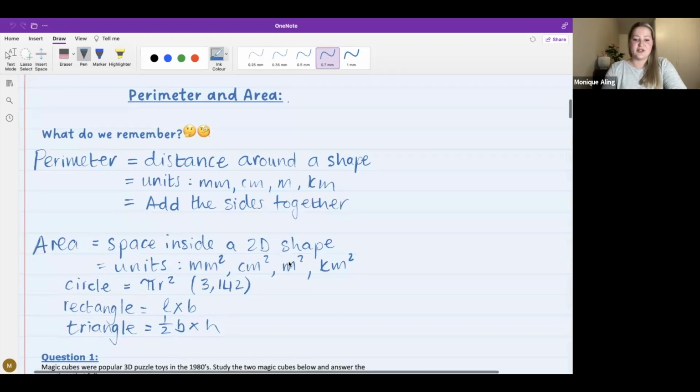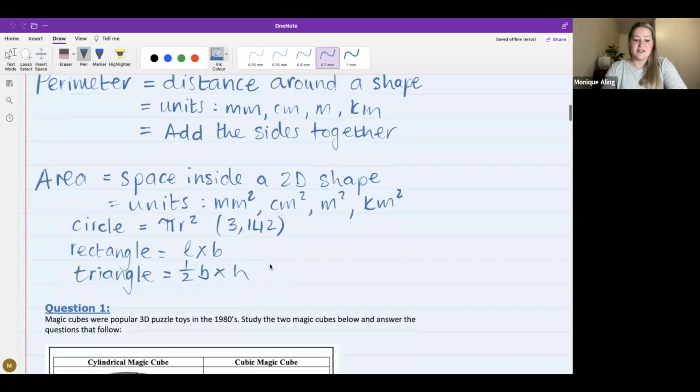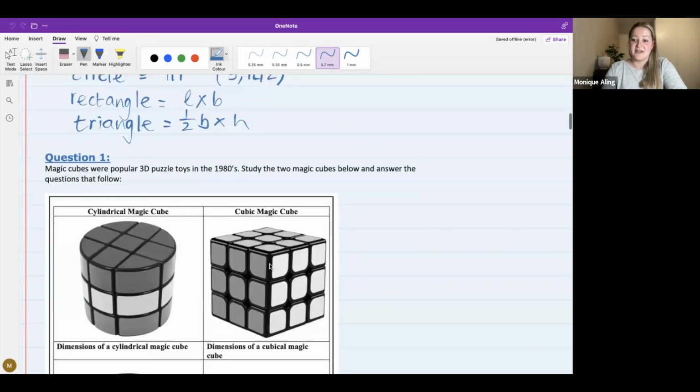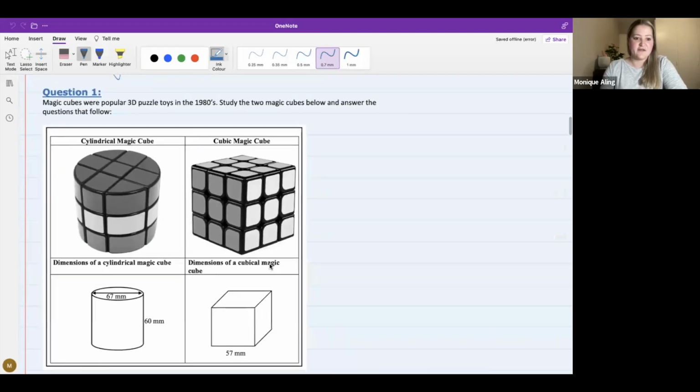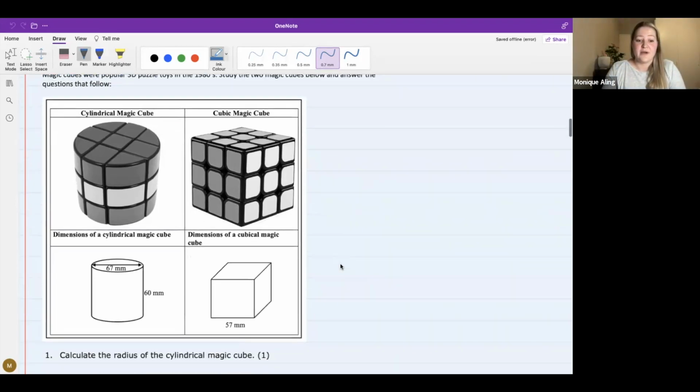Okay, so let's put this into practice. I've again collected a few past paper questions so you can see how these types of things will be asked in a test. So the first question says, magic cubes were popular 3D puzzle toys in the 1980s. Study the two magic cubes below and answer the questions that follow. As you can see, we have a cylindrical magic cube and we have a cubic, so square cube. They've given us the dimensions underneath. So we just take a moment to see what we've been given.